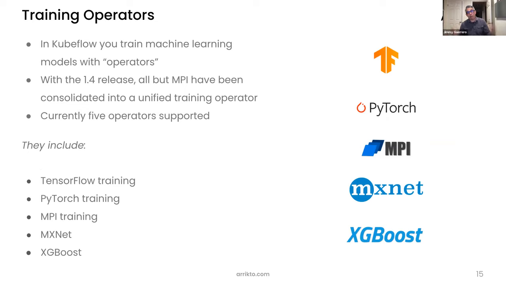So the final word here on what are my options in regards to training operators. First, to understand in Kubeflow, you train machine learning models using operators. That's the nomenclature. With the 1.4 release, which was released back in October, all but the MPI operator have been consolidated into a unified operator. So there's just one operator that you work with, and it essentially has everything that you need inside of it, as long as obviously you can use that functionality. So these are the five operators that are currently supported: TensorFlow, PyTorch, MPI, MXNet, as well as XGBoost.